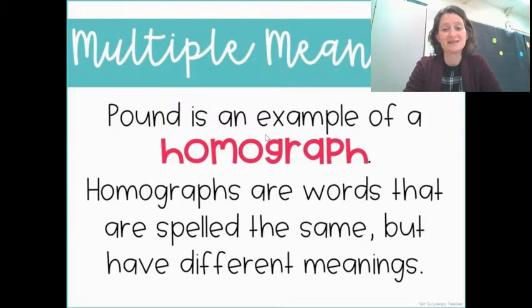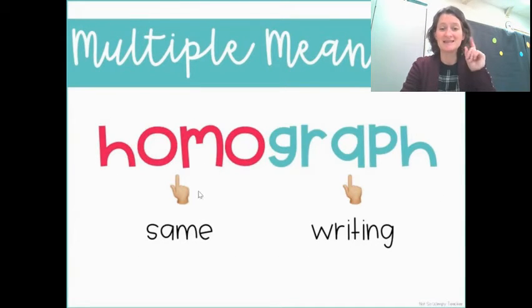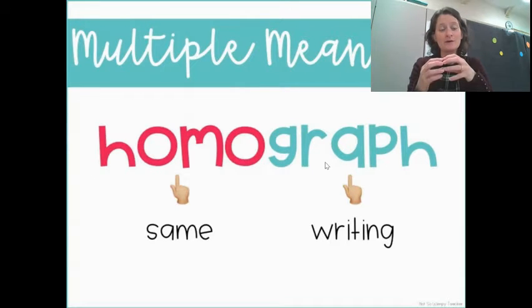And pound is an example of a homograph. And homographs are words that are spelled exactly the same way. So if you look at them in those sentences, they look exactly the same. They're spelled the same, but they've got two different meanings. So homo means the same, and graph means writing. So when you come across a homograph, they are words that are spelled exactly the same. They've got the same writing in the words, but they're going to have two different meanings.